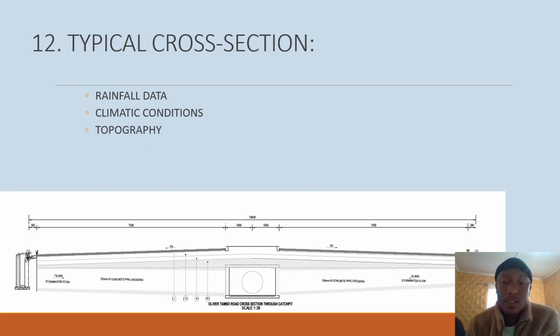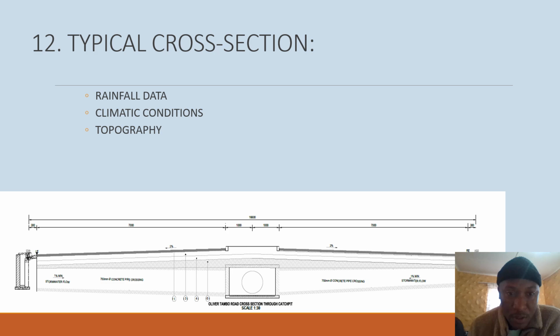For the typical cross section of our road, after we had done the structural pavement design, we had established our layouts, and then we had to look at our cross section, the type of cross section we wanted to do. We looked at the rainfall data. We also looked at the climatic conditions based on the wind and value. We also had to collect the information of the topography, just so that we can make sure that the road does not cause problems for the drainage of the road or flooding of any houses that are in existence.